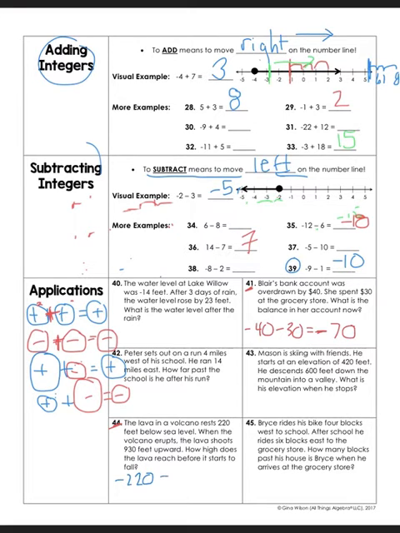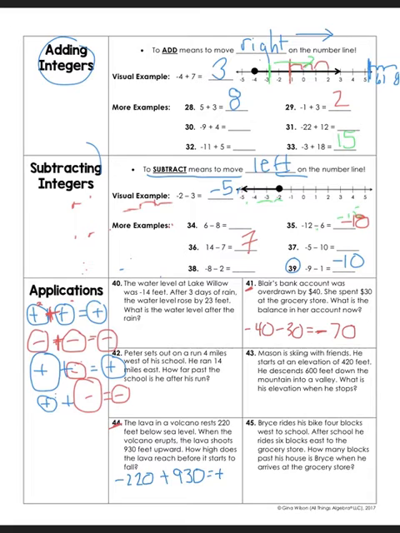Negative 220, right? And then when it erupts, how far up does it go? So up is going to be positive. It's going to be positive 930. So the first thing I'm going to ask myself, is my answer going to be positive or negative? Well, I have a negative and I have a positive. So my answer is going to be positive. And then how do I figure out what the difference is? How far apart are 930 and negative 220, right?